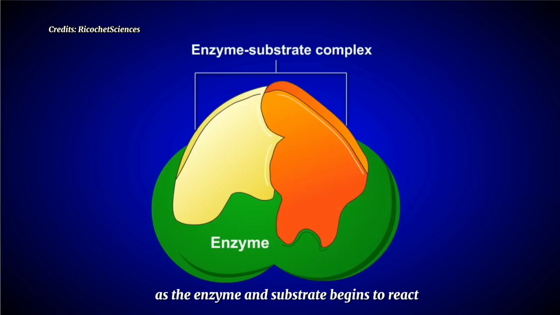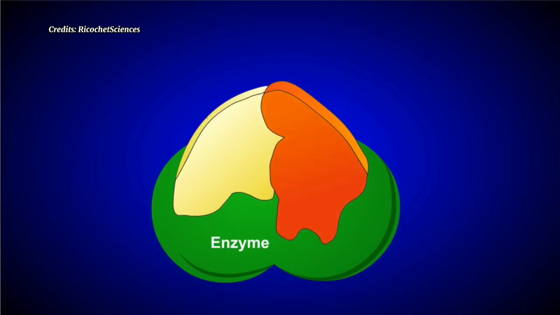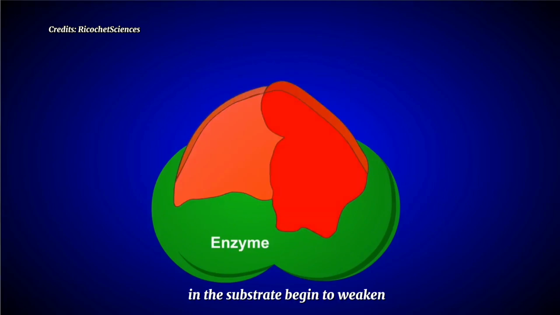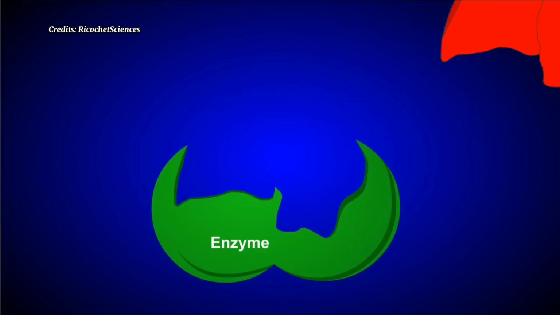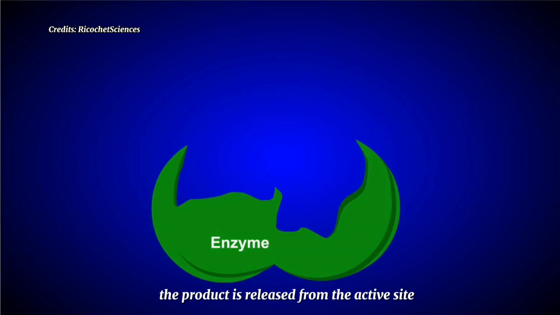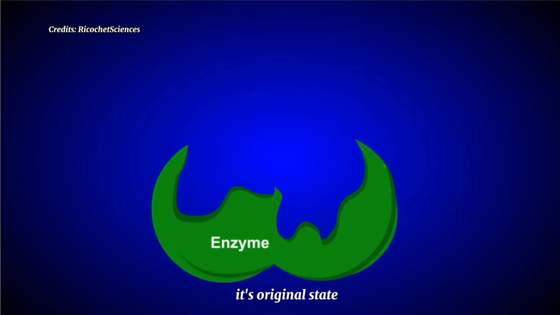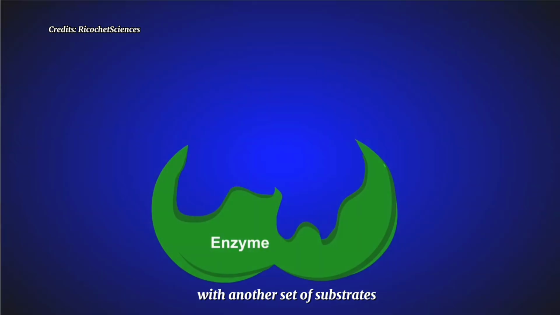As the enzyme and substrate begin to react, some of the chemical bonds in the substrate begin to weaken, causing them to link together. Eventually, the chemical reaction at the active site leads to the formation of a different molecule called the product. Once the reaction has occurred, the product is released from the active site. The enzyme returns to its original state and is free to react again with another set of substrates.